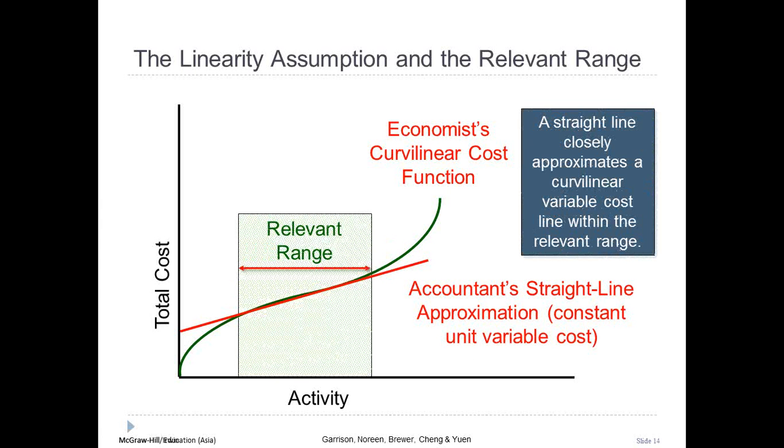Here's the relevant range. So in that zone, you can see that both the curvilinear function and the straight line map pretty closely. So they approximate the same values.